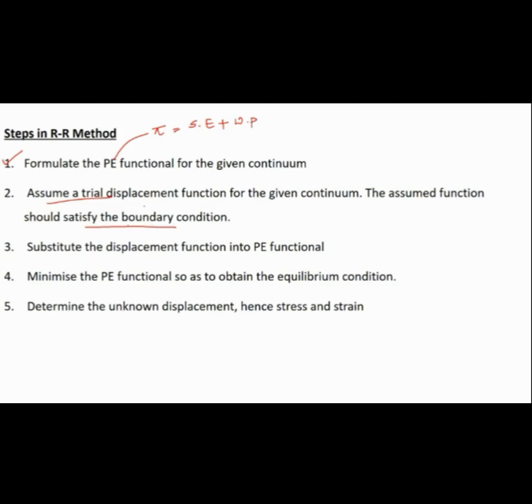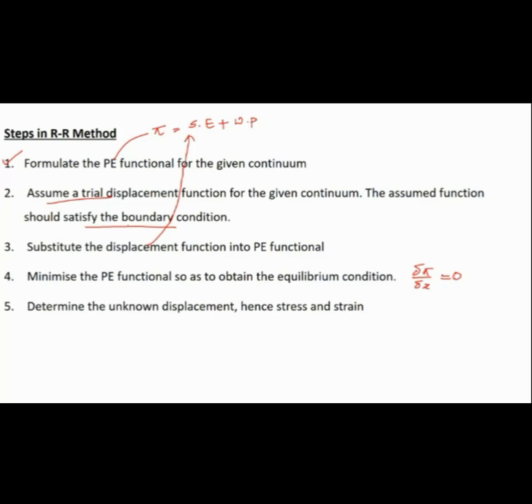Once this is done, I substitute that trial displacement function in the P function. Once it is substituted, I need to minimize. How to minimize? I need to differentiate that P function with respect to the unknown. Let us consider X as the unknown. So I need to differentiate that P function with respect to that unknown, and equate it to 0. That is minimizing the P function to get the equation.